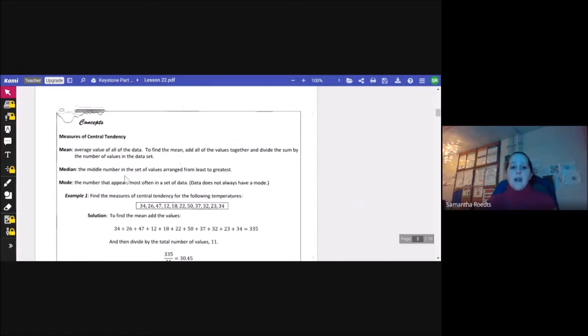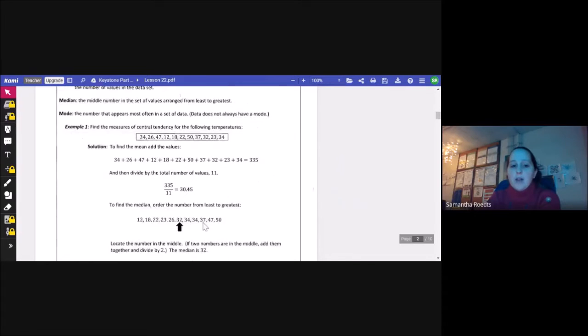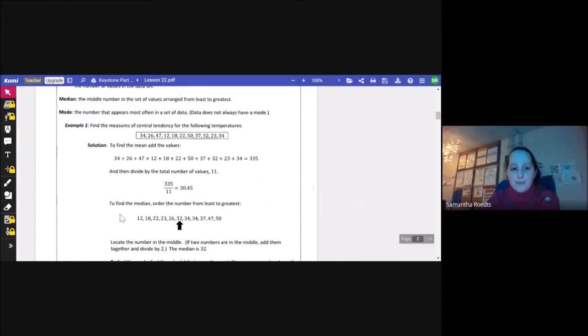So example 1, find the measures of central tendency for the following temperatures: 34, 26, 47, 12, 18, 22, 50, 37, 32, 23, and 34. To find the mean, add the values. So I add all these numbers up. There's 335. Then I divide by the total number of values. There's 11 of them, which gives me 30.45. So that's the mean.